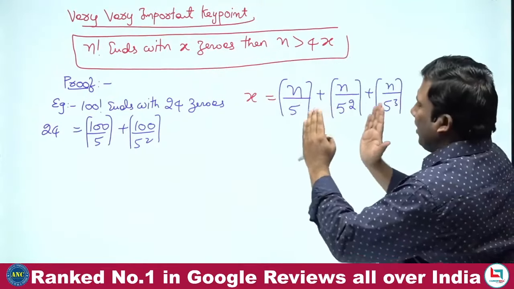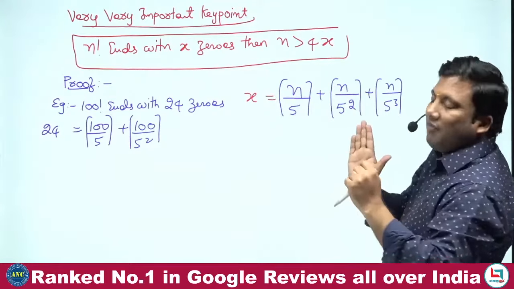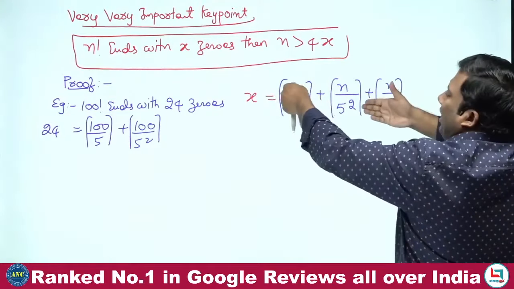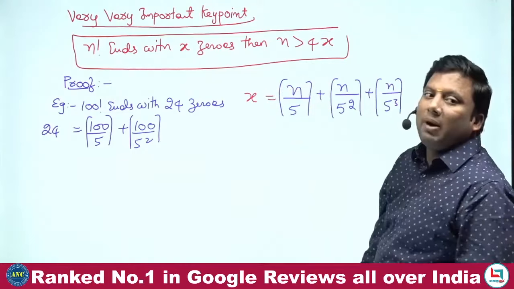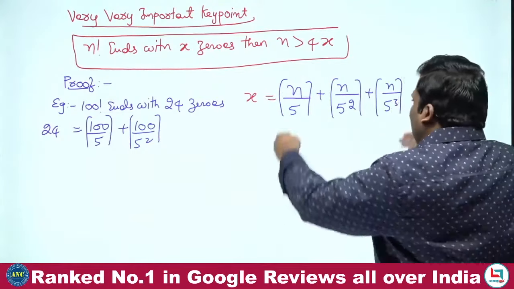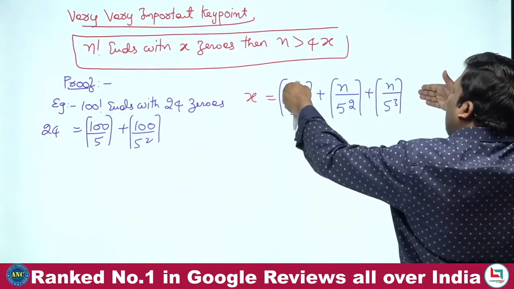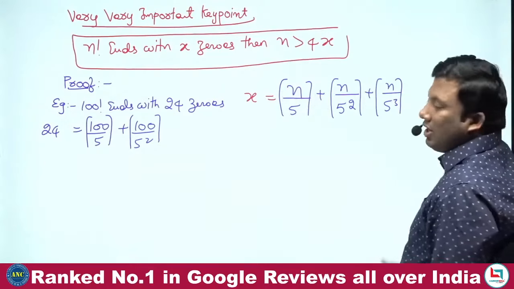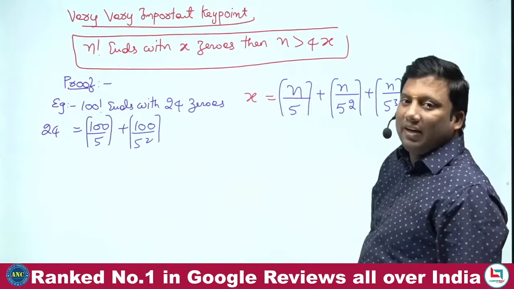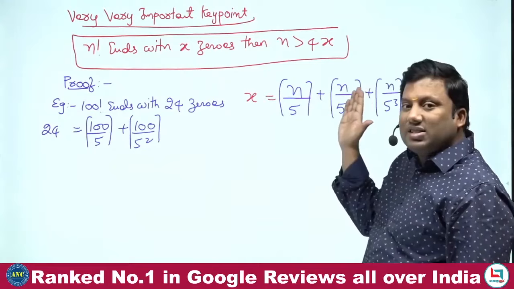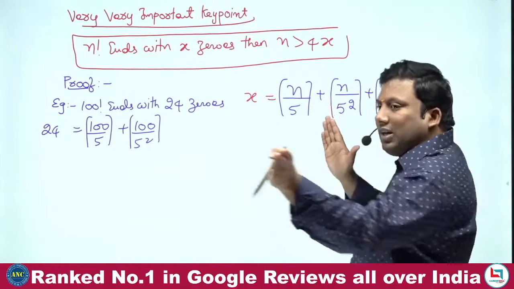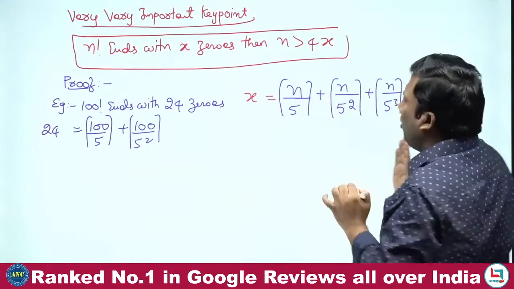If n is 20, it will stop at n by 5. If n is 75, it will stop at n by 5 plus n by 5 square. If n is 200, it will stop at the first 3 points. Depending upon the value of n, in this series, after some point, every value will be 0. I hope it is clear.